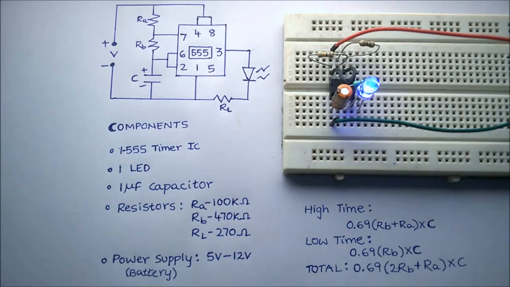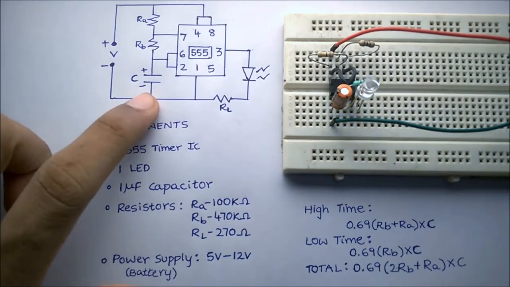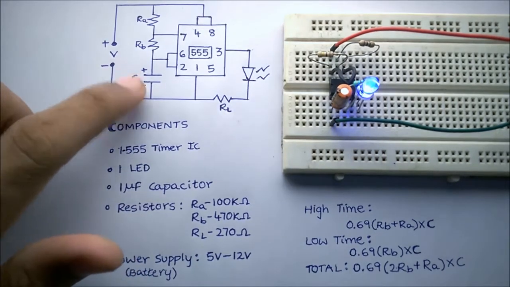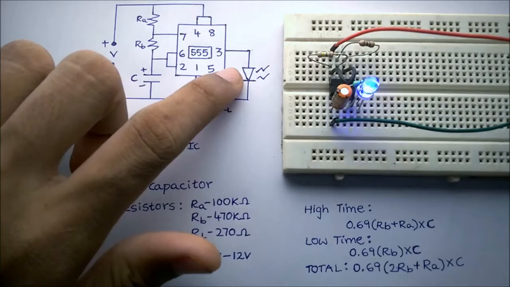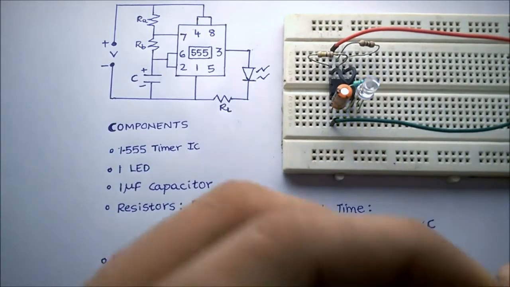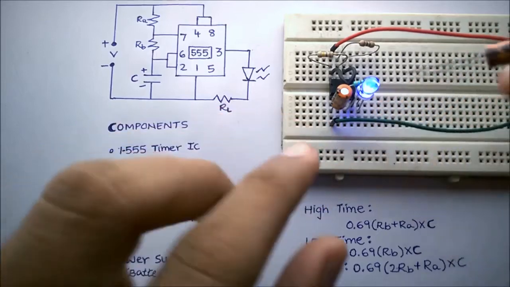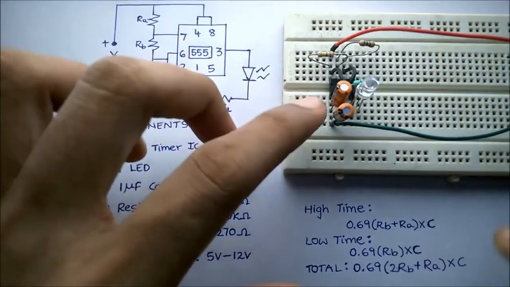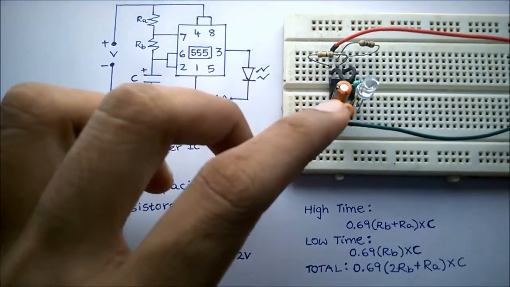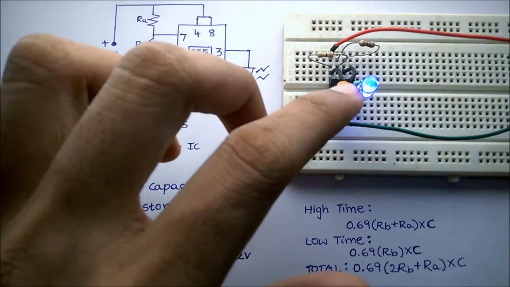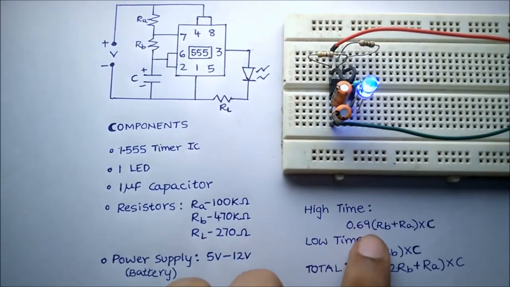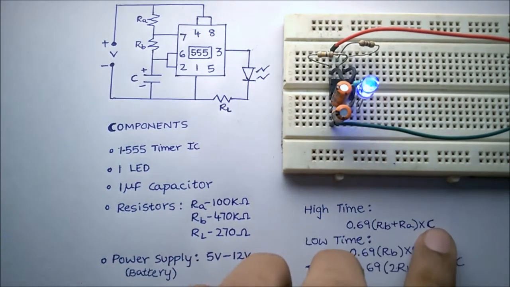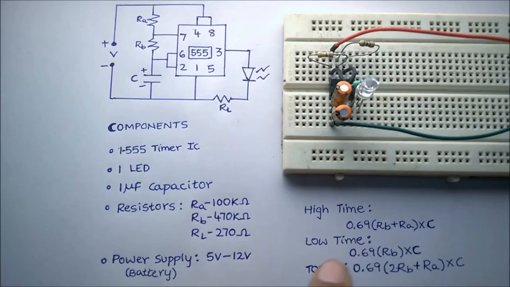Now I'll explain how this circuit works. Here the capacitor gets charged and discharged continuously, and the time for which it gets charged and discharged determines the flashing rate of the LED. I'll show you that by adding another capacitor in parallel to the previous capacitor. So the effective capacitance now is equal to 2 microfarad, and you can see that the flashing time of the LED has increased. We can observe the same from this formula, which indicates that the time for which the LED is on is directly proportional to the capacitance. Same for low time and the total time.